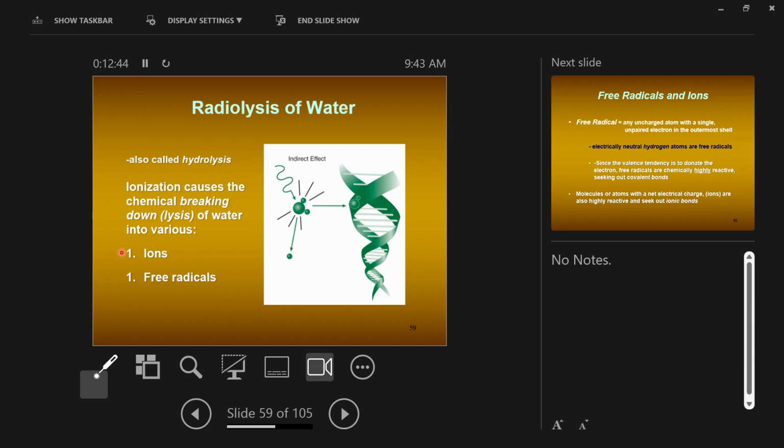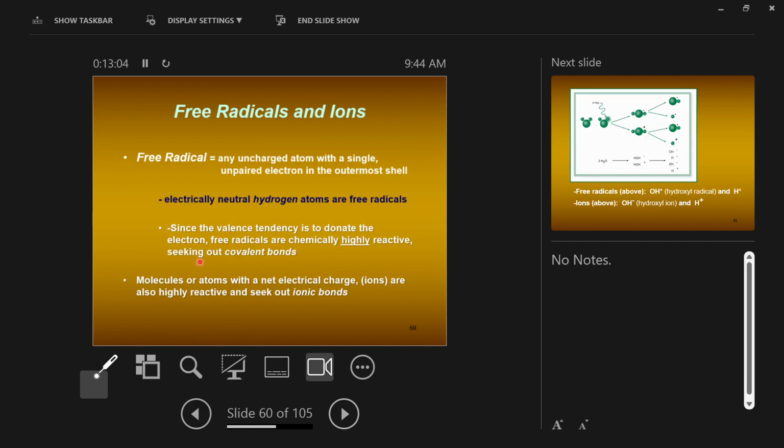So let's define what an ion is, what a free radical is, and see how those affect things. Again, this is dealing with strikes of the water molecules in our cells, which is the most likely interaction with radiation because, as you learn, most of a cell is water, most of us is water, so interaction with water is the most likely thing.